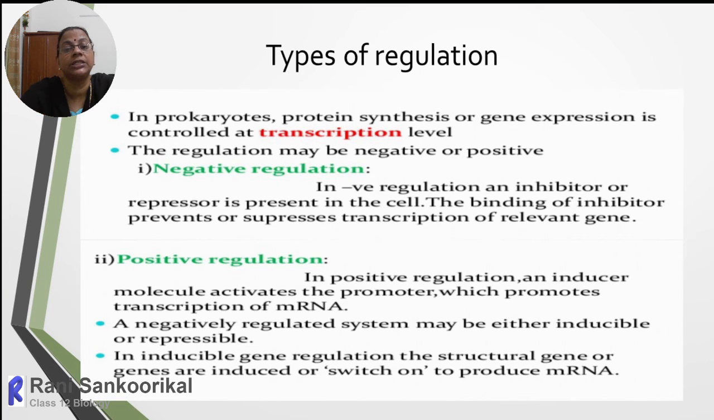In negative regulation, an inhibitor or a repressor is present in the cell. So the transcription is always inhibited with the help of a repressor protein. The binding of the inhibitor or repressor prevents or suppresses the transcription of a particular gene, and that type of regulation is called negative regulation. So the functioning of the lac operon is a typical example for negative regulation with the help of a repressor protein.